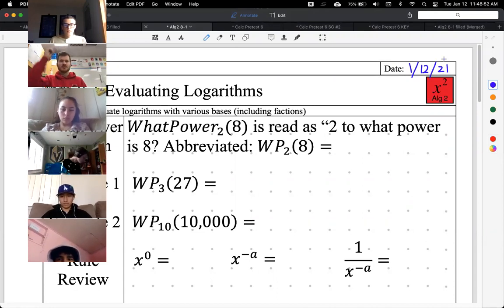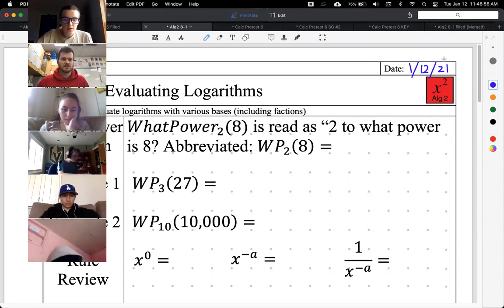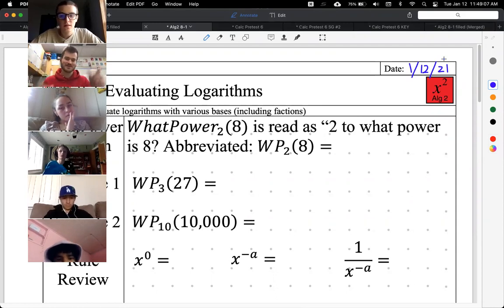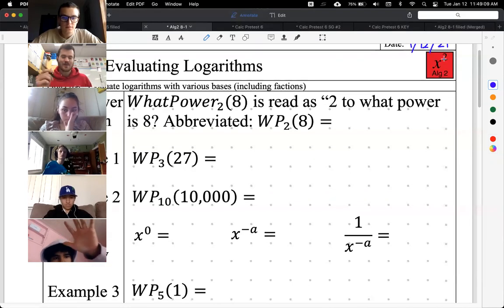Objective today is to evaluate logarithms with various bases, including fractions. Fractions by themselves are scary, and then I'm combining something scary with something new scary, old scary, new scary. All right, let me talk about the what power function.